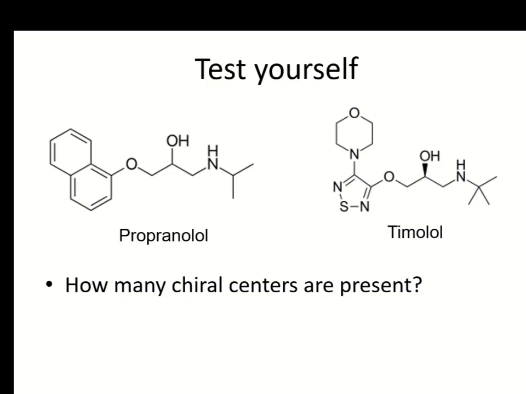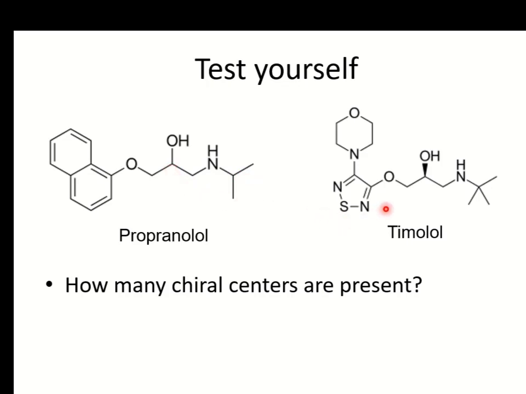How many chiral centers are present? Well, let's look at this molecule. Remember, we're looking for four different substituents. No, nothing here, nothing here. Bingo, there's one. Now, two hydrogens on that one. So it's got two methyl groups now. Okay, so here we go. We have one chiral center here.